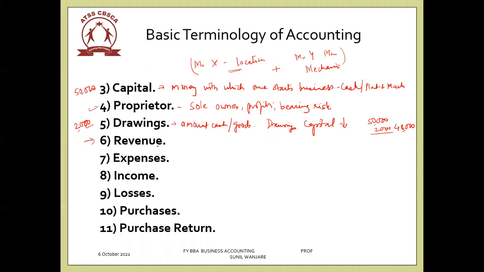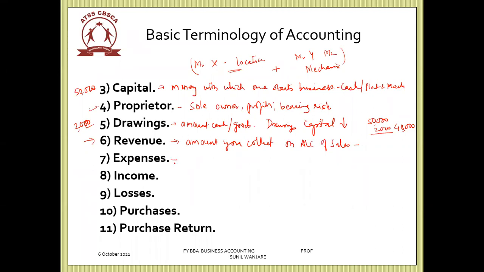Now what is revenue? Revenue is all the amount that you have collected or earned on account of sales. So you're manufacturing goods and selling, and the amount you receive is revenue. So revenue is the income of your business practice. Revenue is all that you earn from the business.